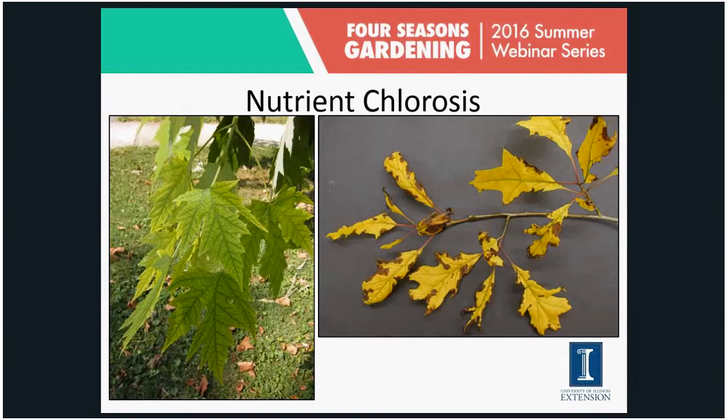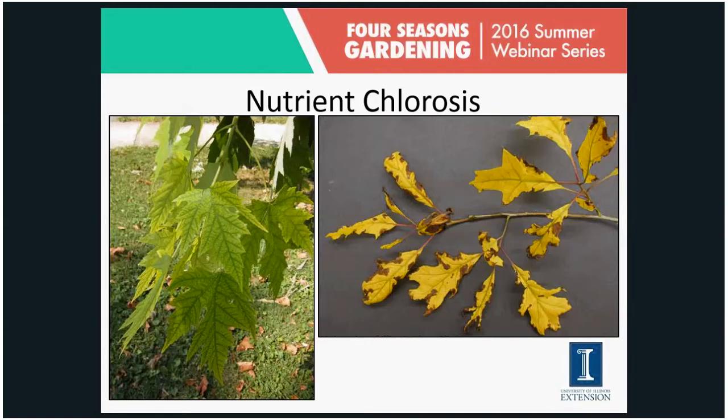I've got a picture of that right here. So this is nutrient chlorosis. On the left we have a maple tree, but it looks very, very similar on oaks. Pin oaks are particularly prone to this. And chlorosis is where we have this lovely yellowy green, almost like a lime green color to the leaves. This is much lighter than they would otherwise be, but the veins stay dark, dark, dark green.